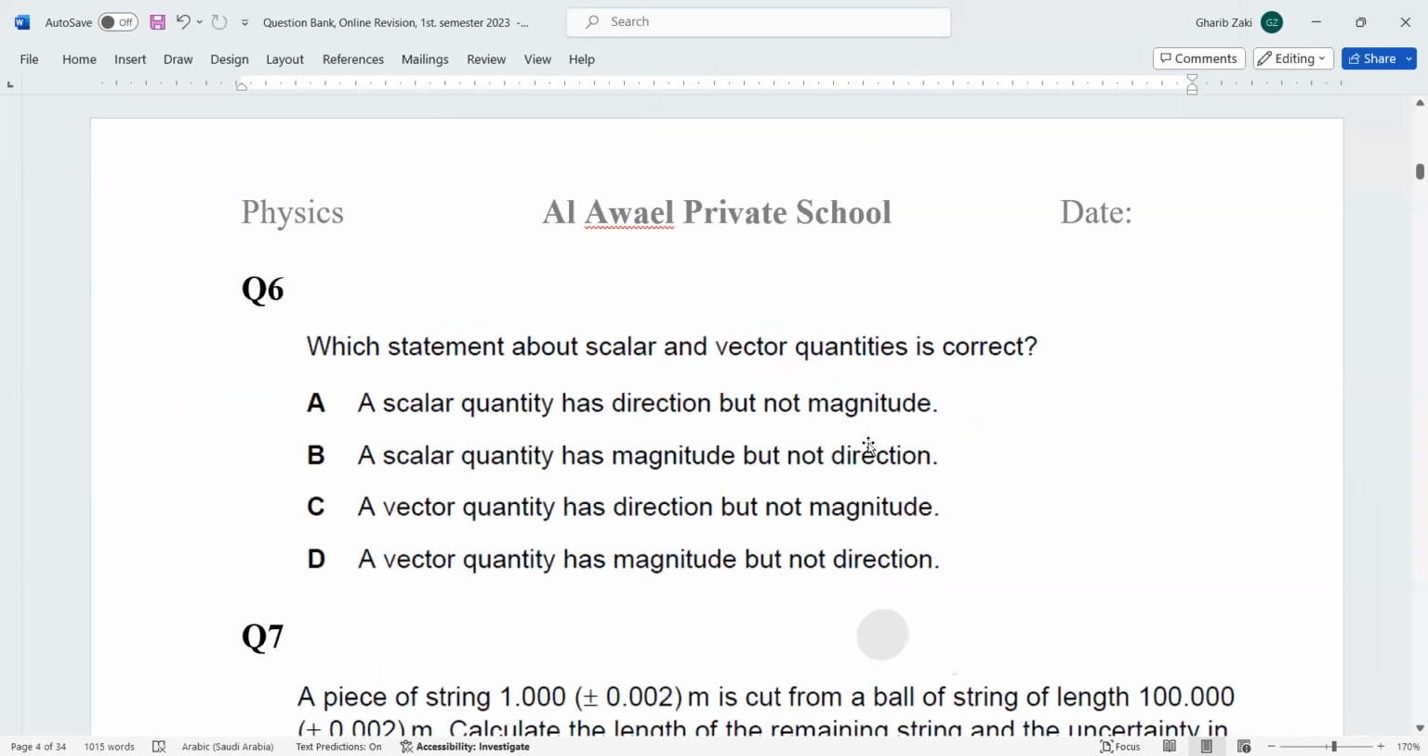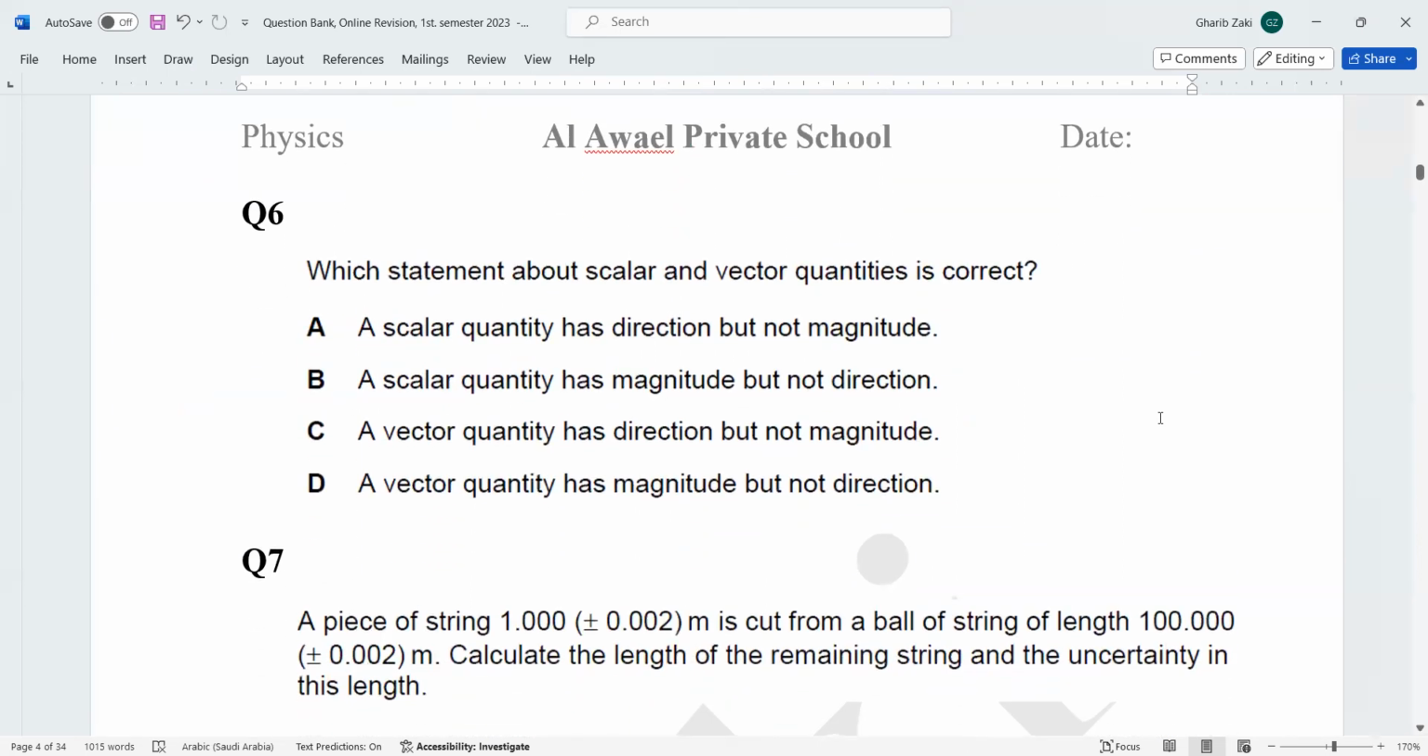Question number 6. Which statement about scalar and vector quantities is correct? What are scalar quantities? They have magnitude but not direction.